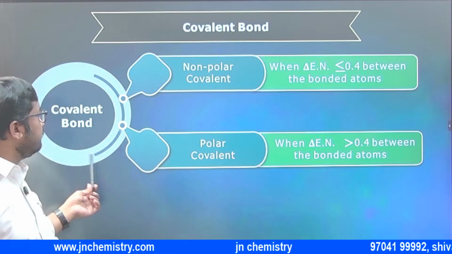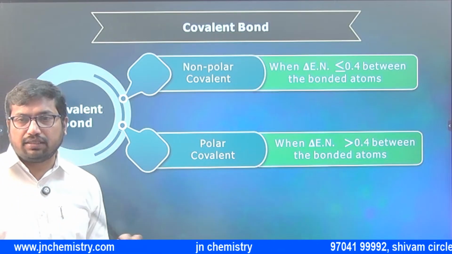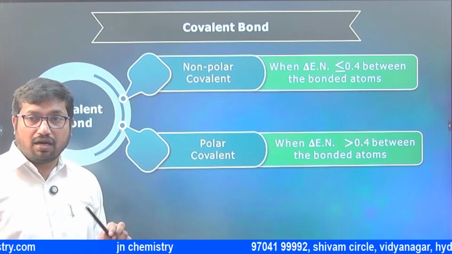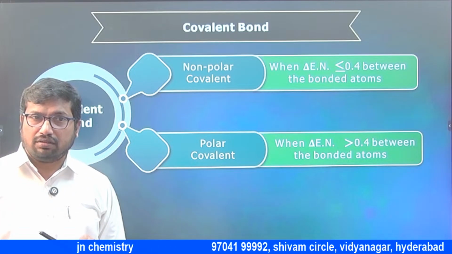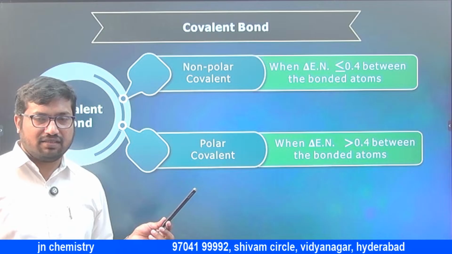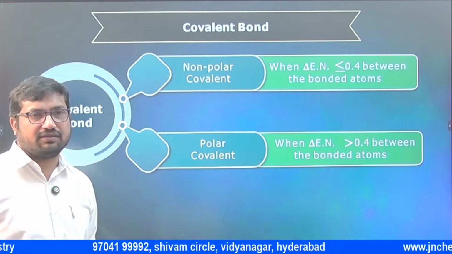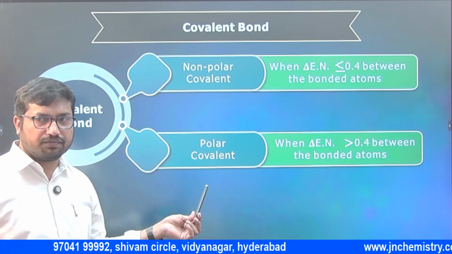Non-polar covalent bond, polar covalent bond. Covalent bonds are of two types, based on the electronegativity difference. That's the reason carbon and hydrogen are non-polar. Right, carbon and halogen are polar, because the electronegativity difference is more.